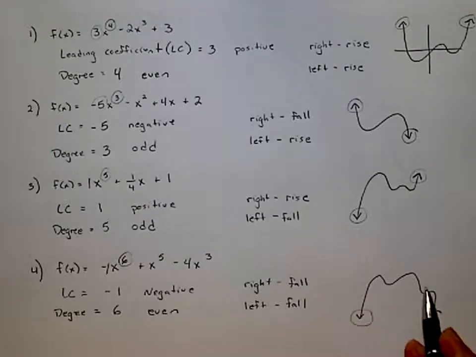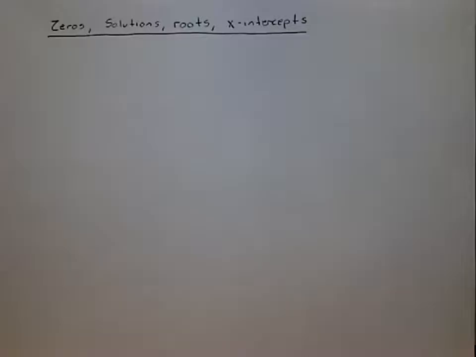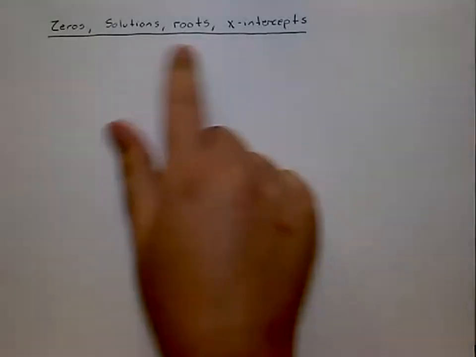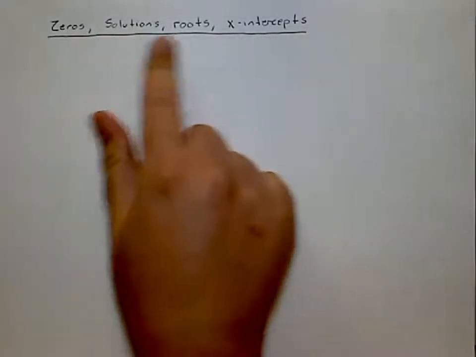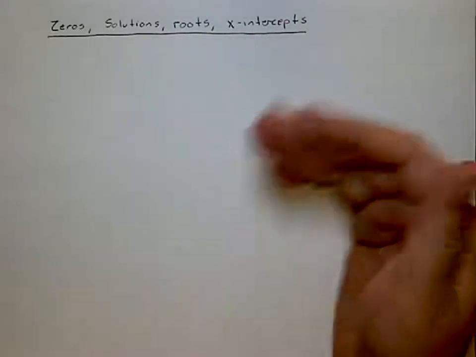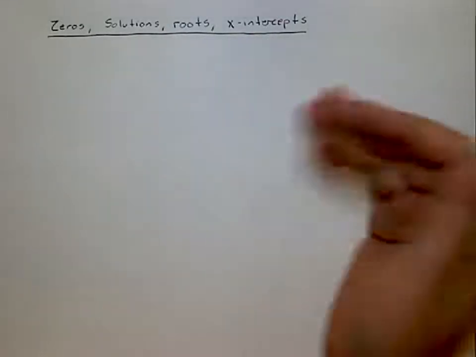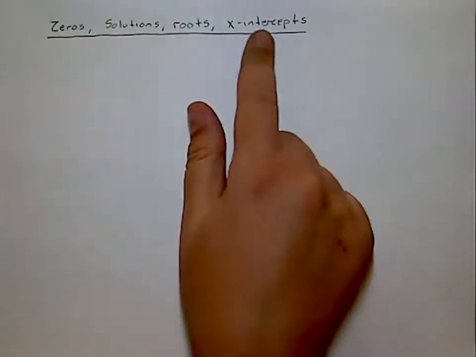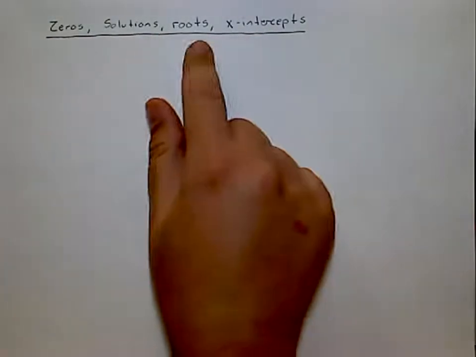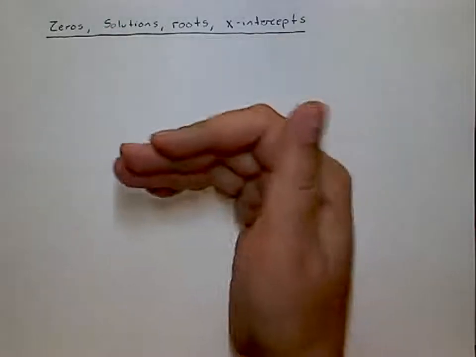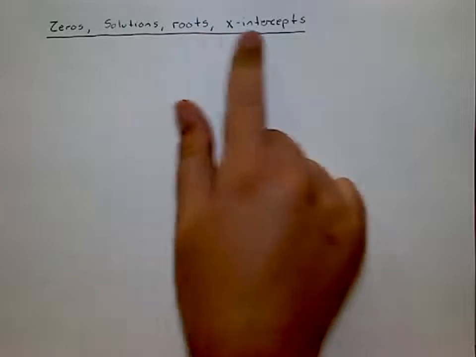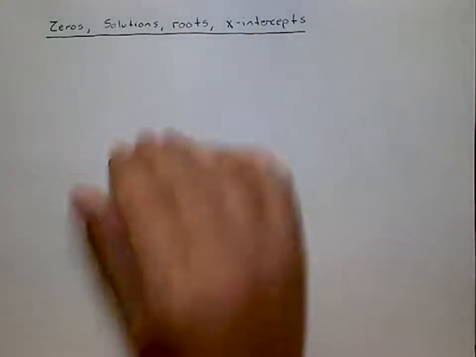Okay, this is a pretty complicated looking polynomial. We're not going to be drawing anything that looks that crazy. The next thing we're going to look at is how to find the zeros of a polynomial and what that means. Zeros, solutions, roots, and x-intercepts. These are words that you may hear quite often in this course and in courses higher up than this. They all mean the same thing, just in different circumstances. A zero, a solution, a root, and an x-intercept are all found the exact same way.